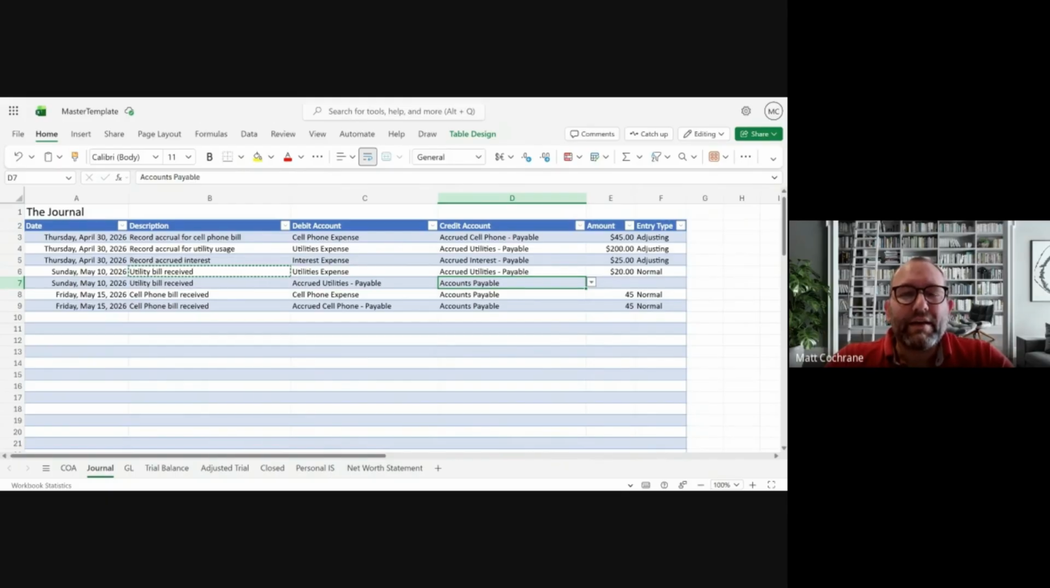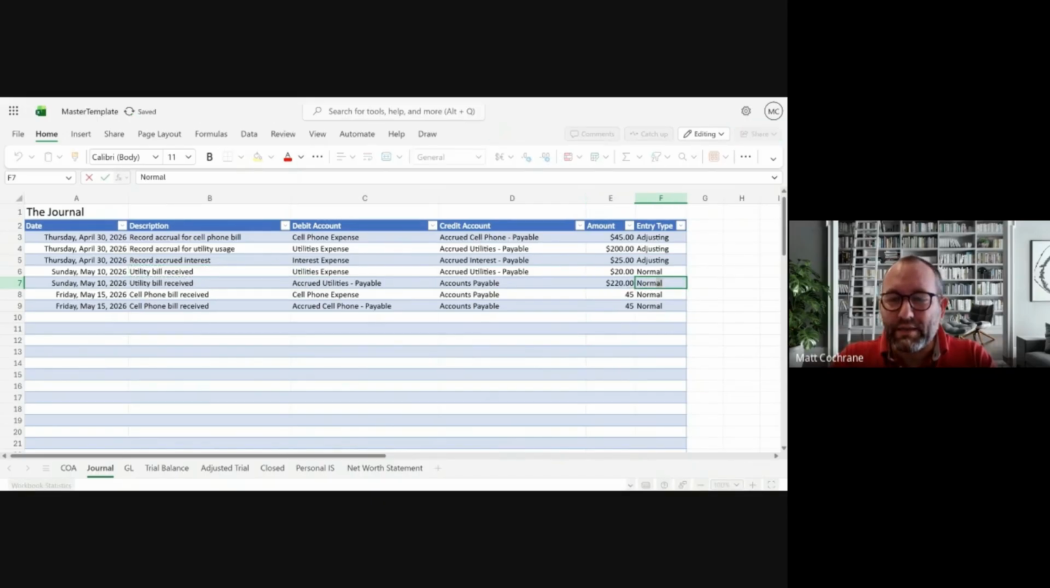So now we have the 200 from month end plus the 20. Okay, and that 220 is in our accrued utilities payable account. And what we're doing now at bill payment time is we're transferring it from that account, that's why we're debiting it, to the accounts payable, because we now know what that amount is, which is 220. Okay, and this is a normal transaction here.